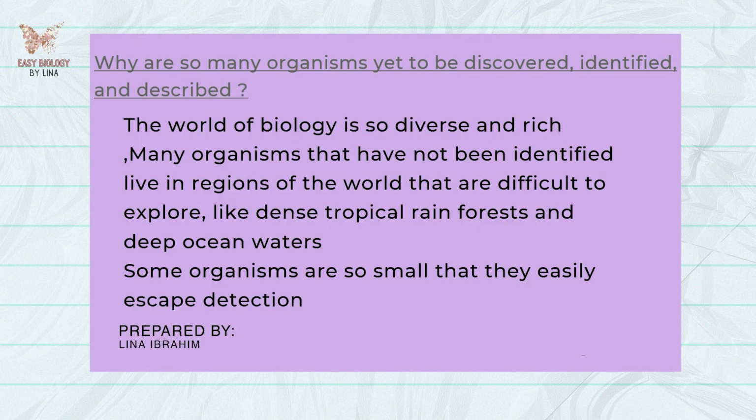We have a question here. Why are so many organisms yet to be discovered, identified, and described? As you know, thousands of species of organisms have not been discovered until now. Because the world of biology is so diverse and rich, there are many organisms that have not been identified. Some of them live in regions of the world that are difficult to explore, like dense tropical rainforests or deep ocean waters. Some organisms are also so small that they easily escape detection.